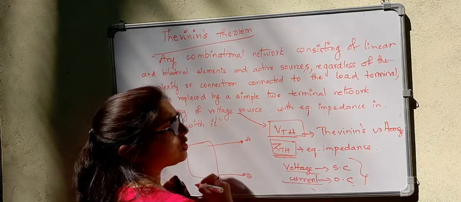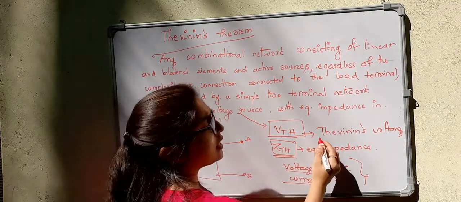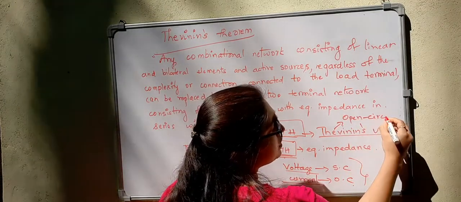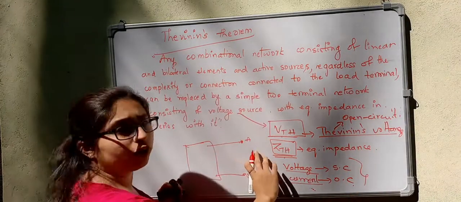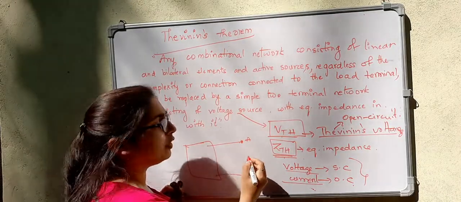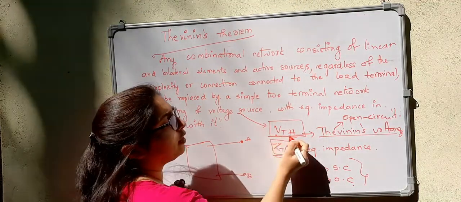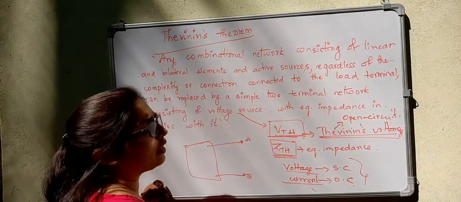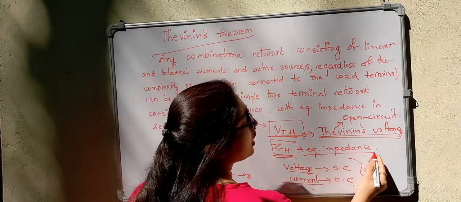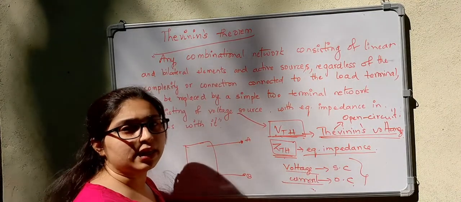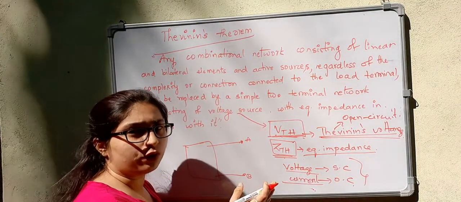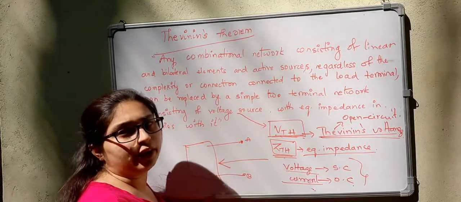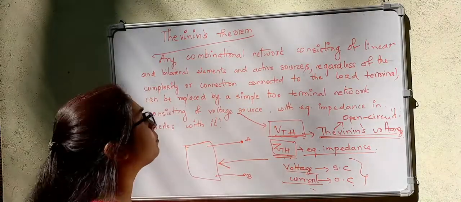This VTH, how can we find the equivalent, that is Thevenin's voltage? It is nothing but the open circuit voltage. We open circuit this, that is, we remove the load and then we find the VTH. That will be your open circuit Thevenin's voltage. And this equivalent impedance is equal to the equivalent impedance of the network which is seen through the load terminals into the network. That will be your ZTH.